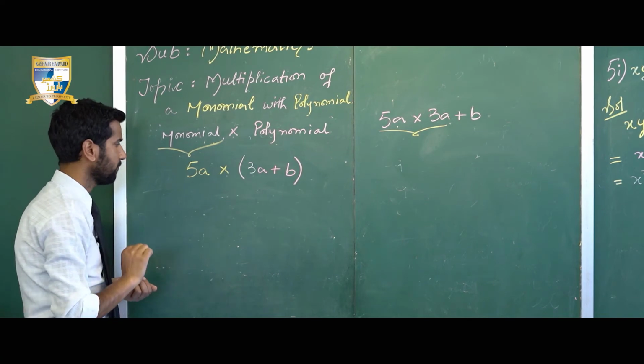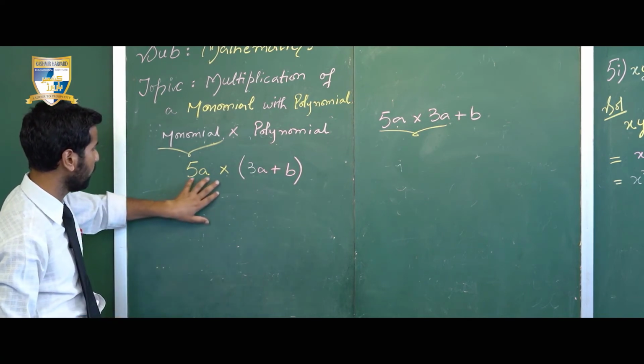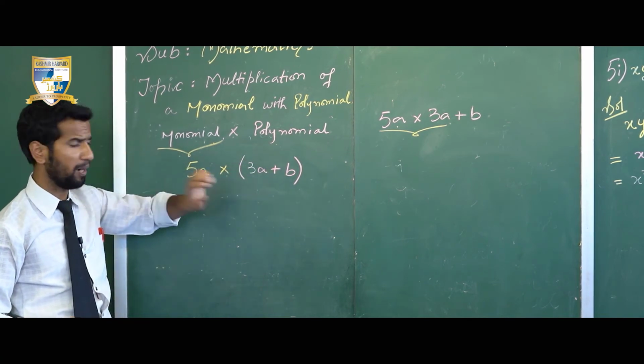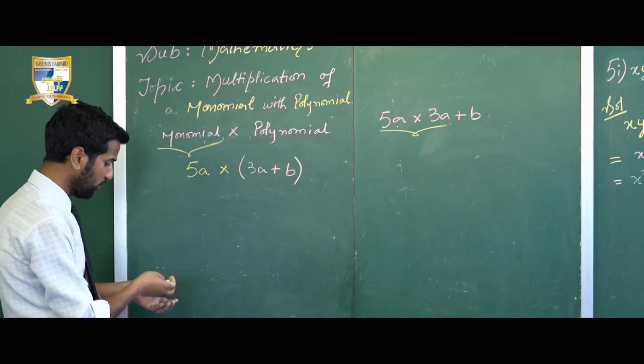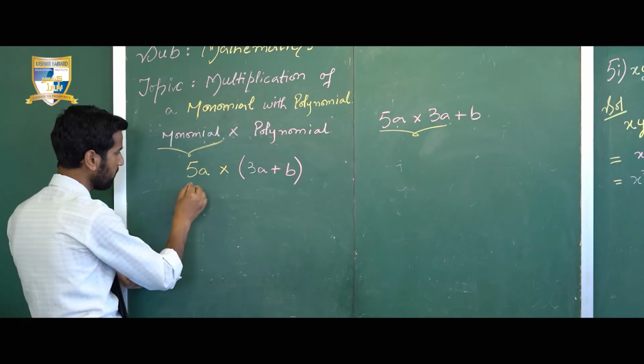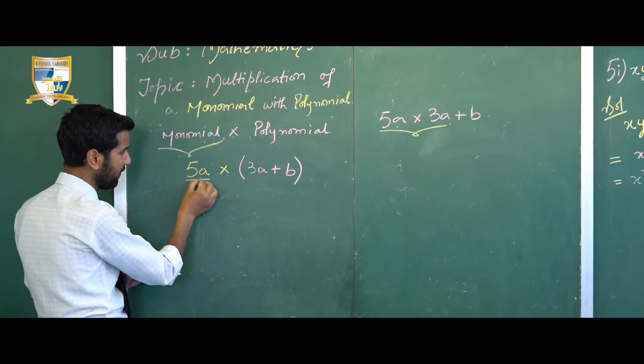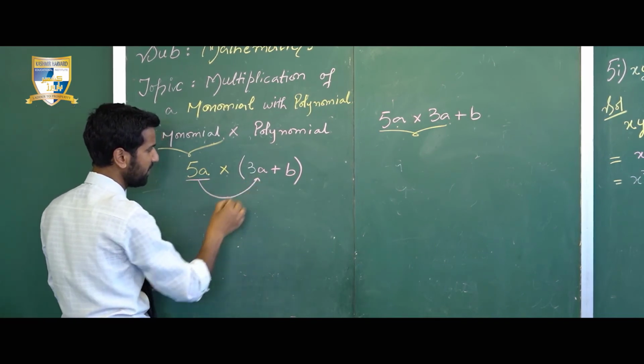Okay, now what we have is a monomial that's in multiplication with a binomial here. And how we are going to multiply them? What we are going to do here, listen and listen carefully. We are going to multiply this 5a first with the first term here, that's 3a.